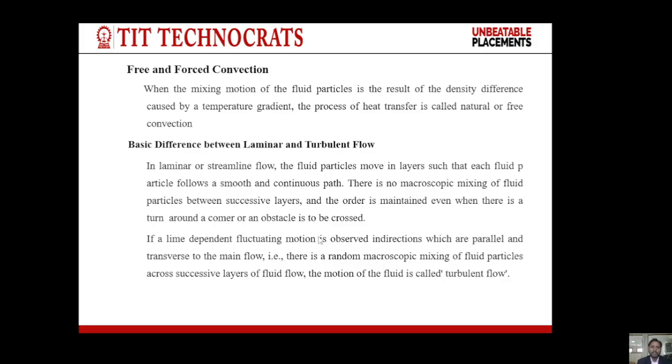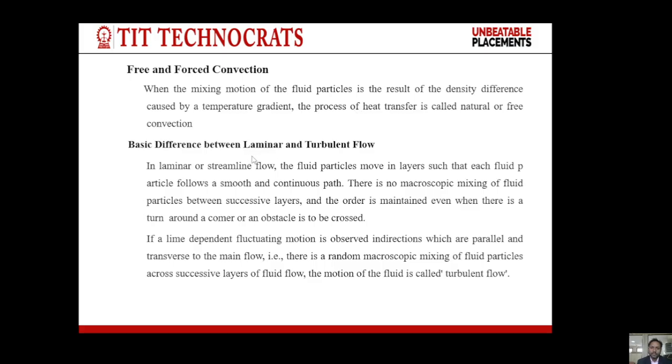Now, what are the various types of heat convection process? That is the free and forced convection. In case of free convection, the heat transfer takes place just because of the density difference caused by the temperature gradient, and in case of forced convection, there is an external medium which is responsible for the flow of fluid.